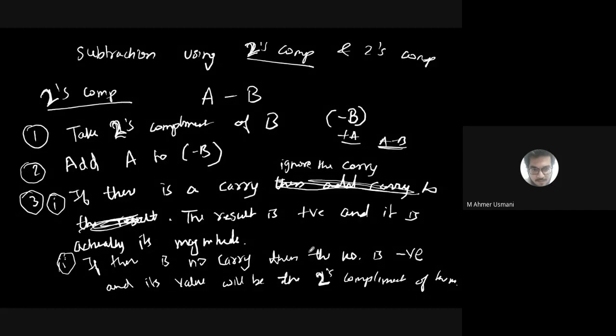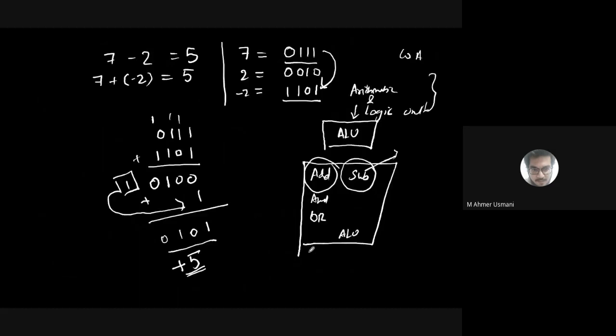Is it clear? Yes, sir. Yeah, we'll do the same thing. Yeah, 7 minus 2 हमें करना है. Okay, I'll just remove it. I'll just remove everything.